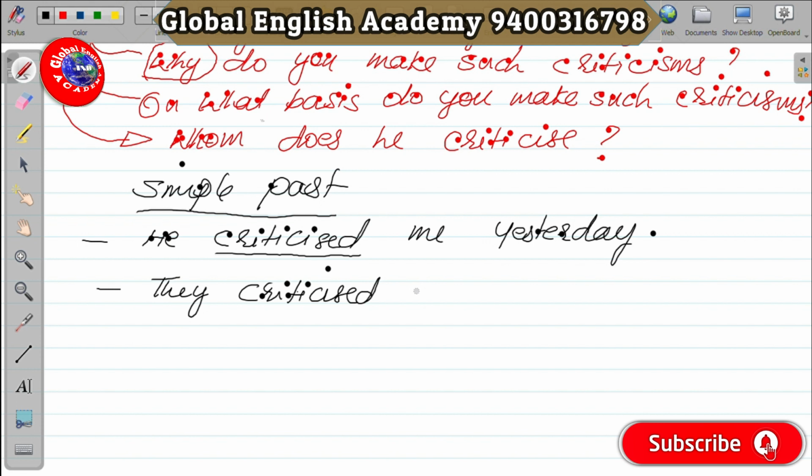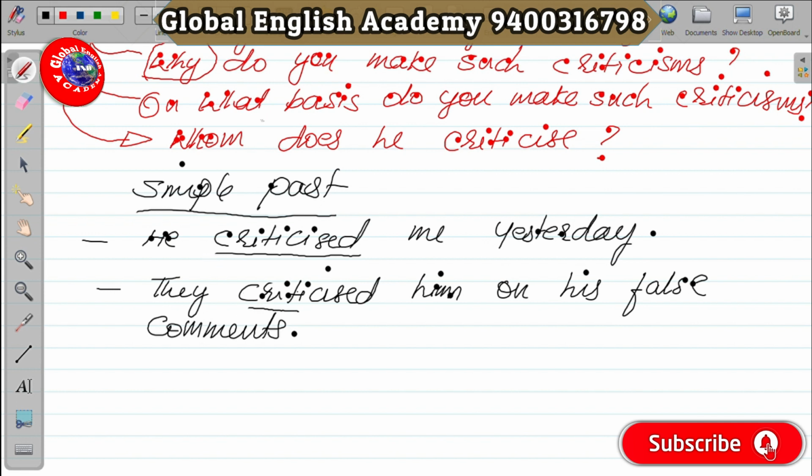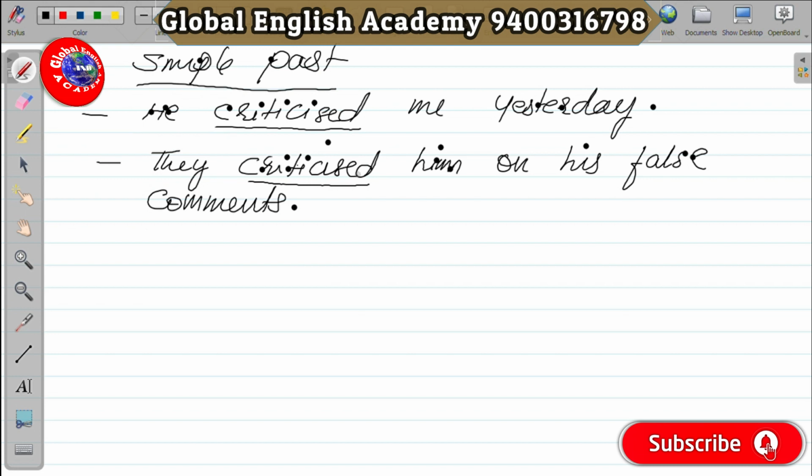So, he criticized me yesterday. We are talking about simple past. We just spoke about simple present tense, how to create sentences from simple present tense by using do, does, did, and with the question words, question tag we haven't used. I'll show it to you later, because lack of time is there. So, simple past. He criticized me yesterday because something happened earlier. We use simple past tense to explain that.